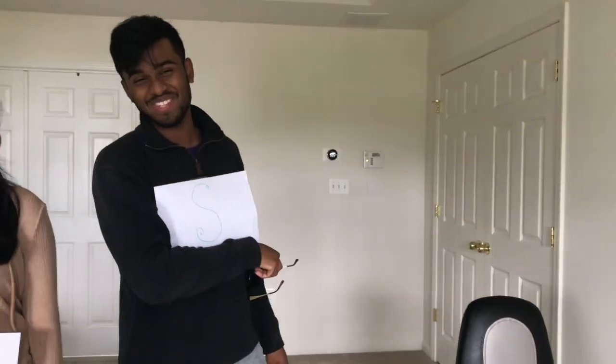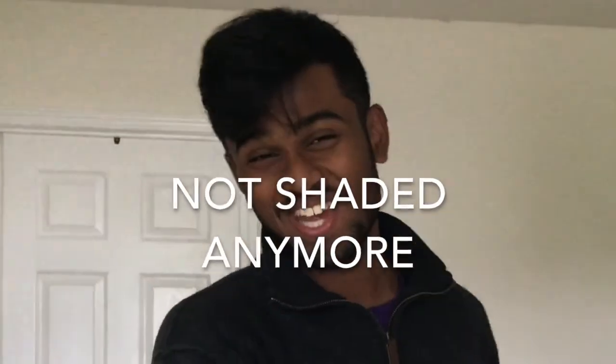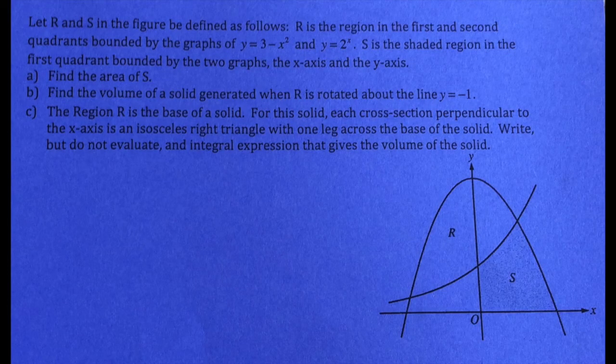Hi, I'm R. I'm in the first and second quadrants. Hi, I'm S. I'm the shaded region. Let R and S in the figure be defined as follows. R is the region in the first and second quadrants bounded by the graphs of y equals 3 minus x squared and y equals 2 to the x. S is the shaded region in the first quadrant bounded by the two graphs, the x-axis and the y-axis.